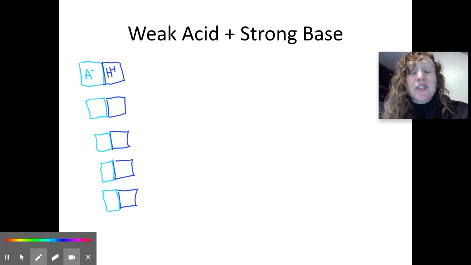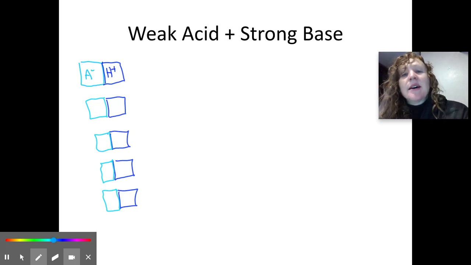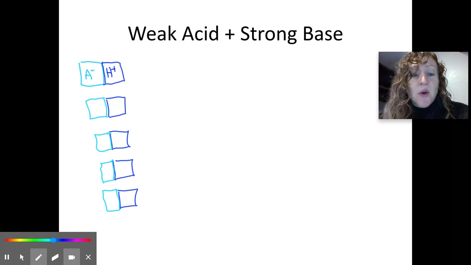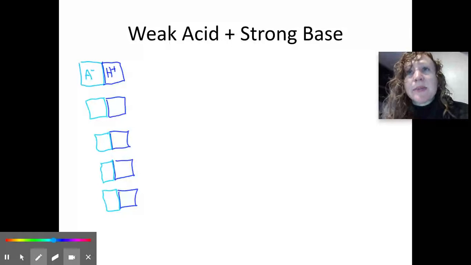We're going to talk about titrations again today. We're going to do another case study today, but in this case, we're going to do a weak acid strong base titration instead of doing a strong acid strong base titration. So before we look at a specific example, I want to walk you through conceptually all the different situations you're going to see.